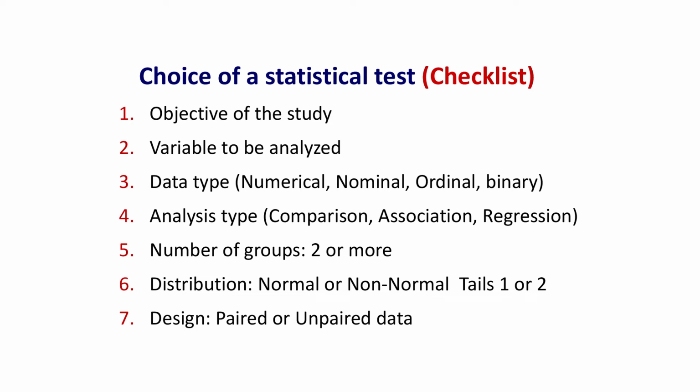So these are the things which you have to plan, or which you have to understand, before applying a statistical test. Your test will depend on these 6 variables: objective, variable, data type, analysis type, number of groups, and distribution.